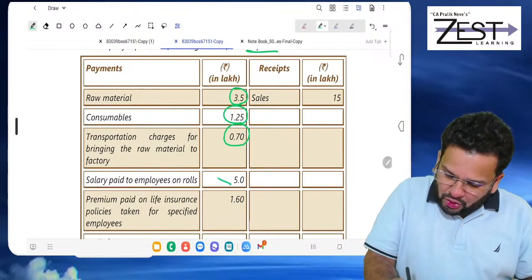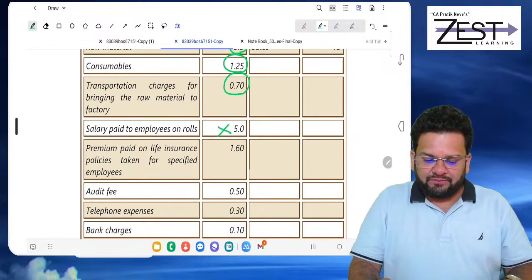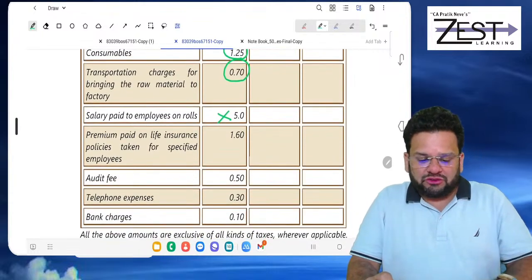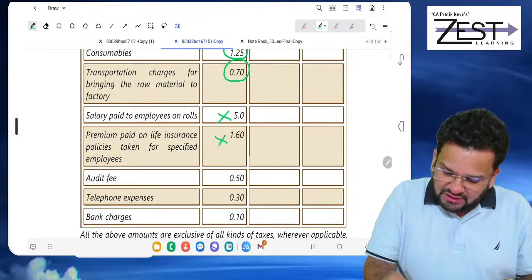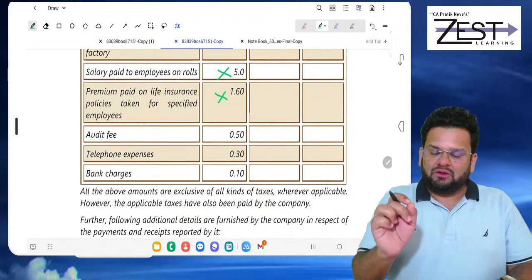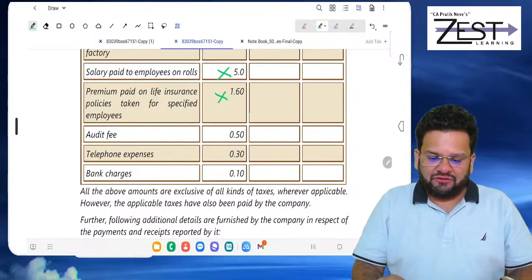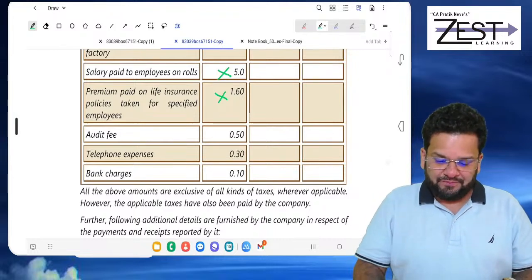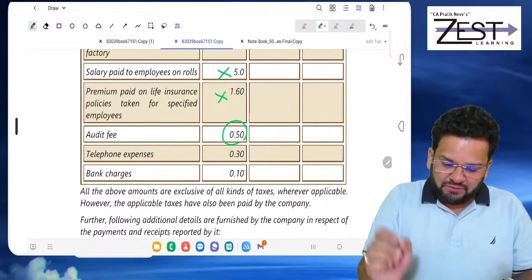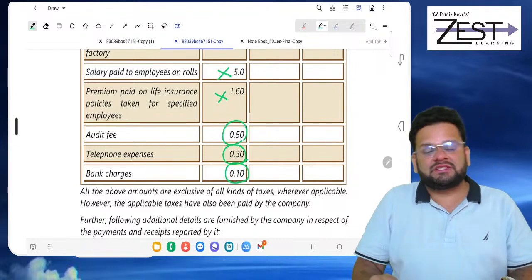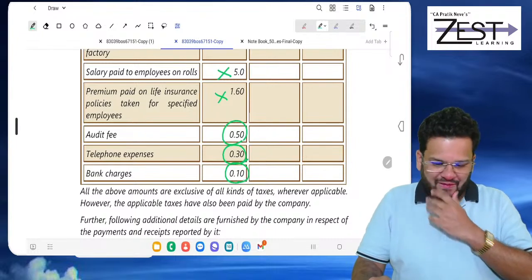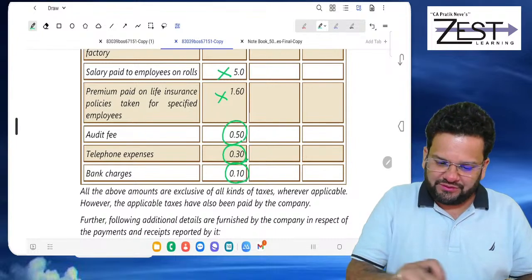Salary paid to employees, there is no GST on this. Premium paid on life insurance policies taken for specified employees, ITC is blocked. Isn't it? Life insurance, health insurance. Audit fees, yes, there will be GST paid. Telephone expense, yes. Bank charges, yes. Do you all agree with me on this?